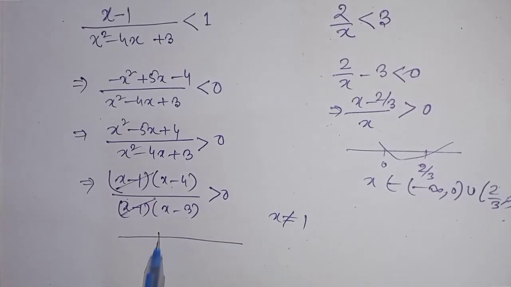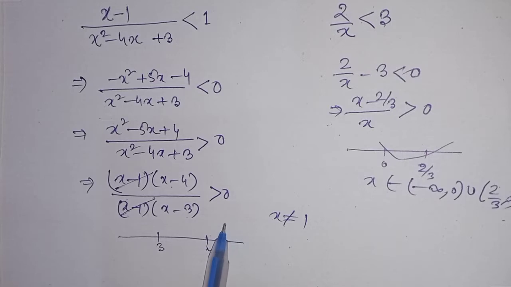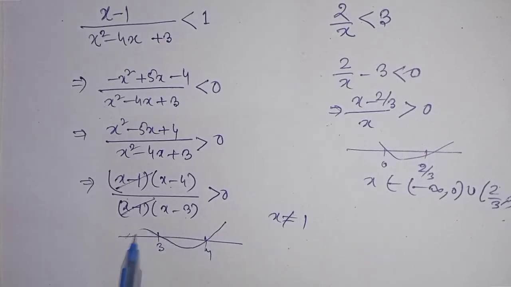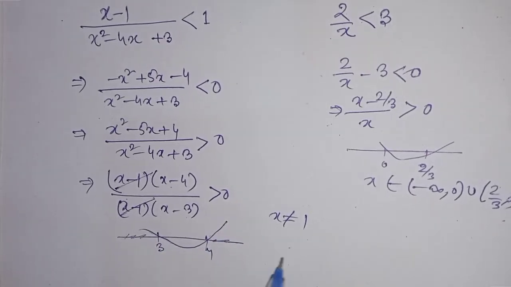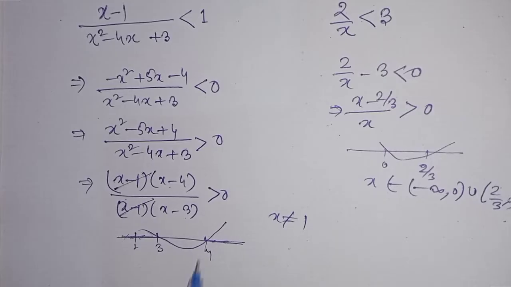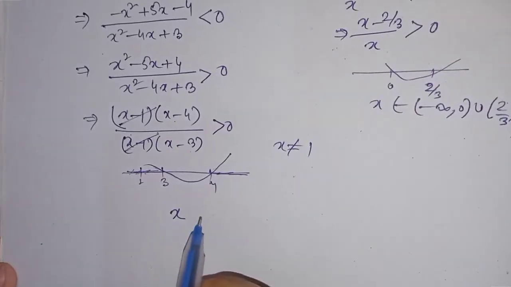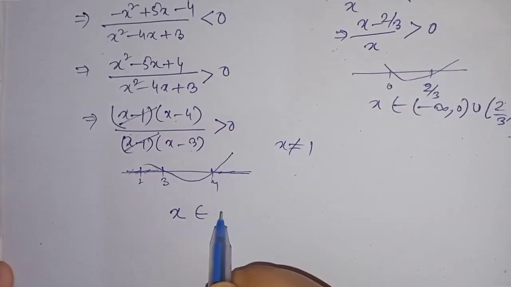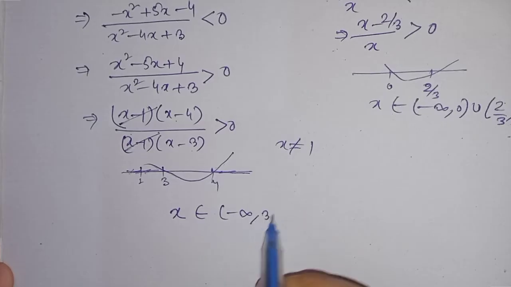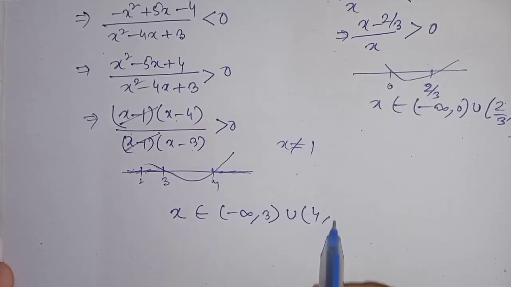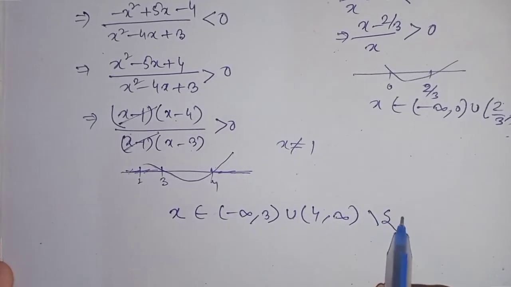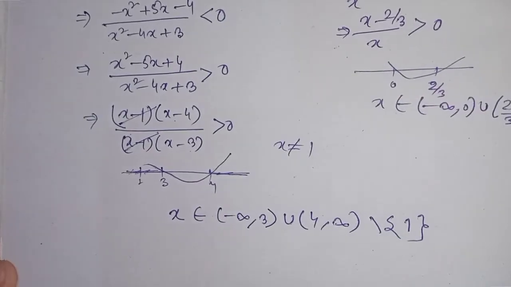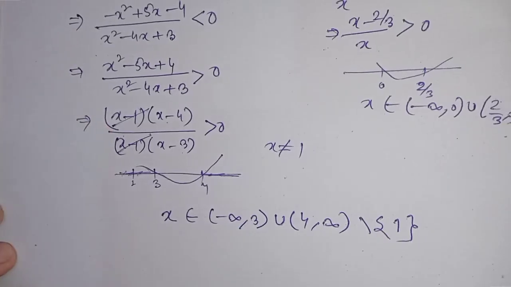Then if we draw the wavy curve, see here, in this interval our solution lies, but we also have to exclude 1. 1 is coming in this interval, so it is included in our solution space. We have to exclude that. So we will write our solution as x belongs to the interval minus infinity to 3 union 4 to infinity, and we are excluding 1 because x cannot be equal to 1. The original expression is not defined in that case.